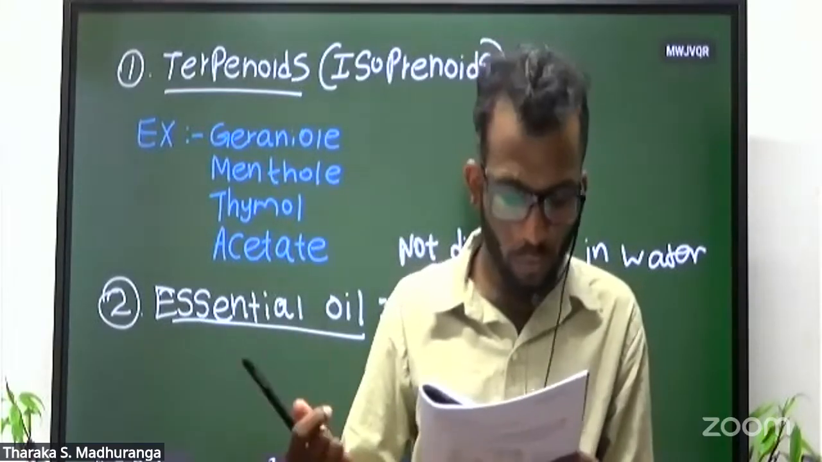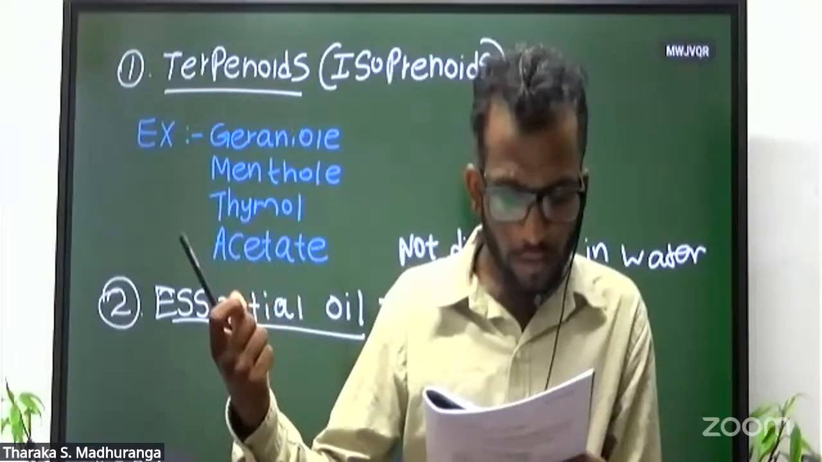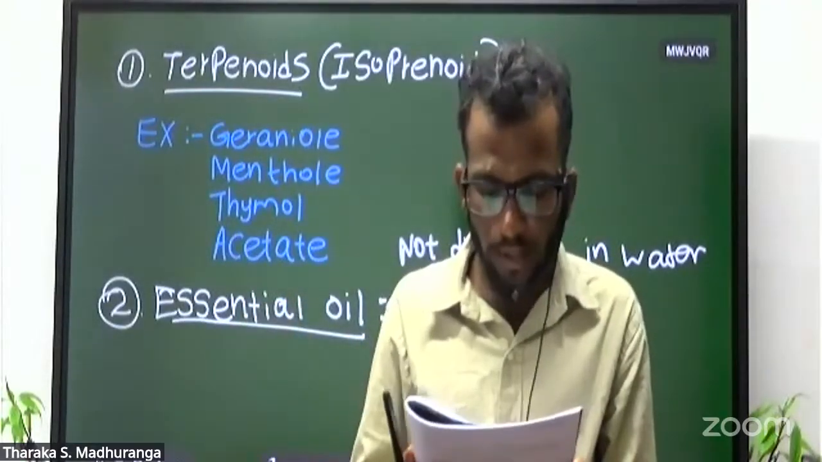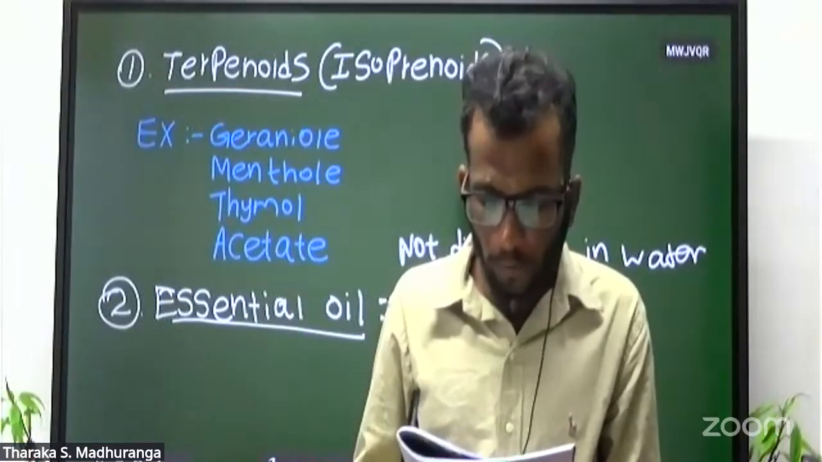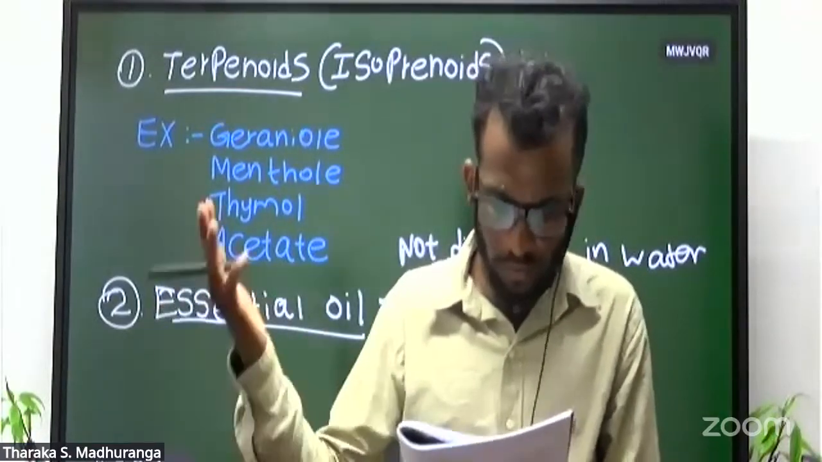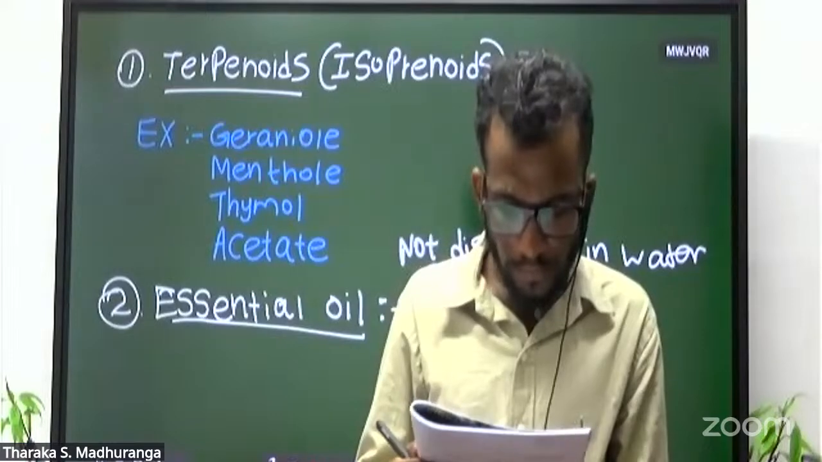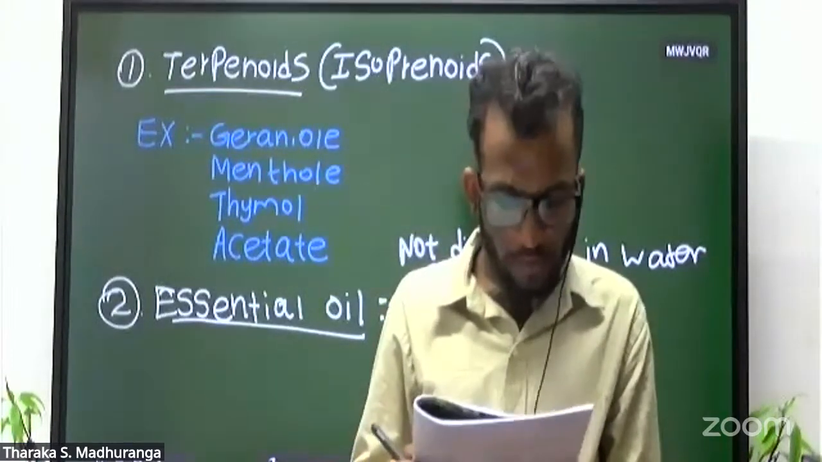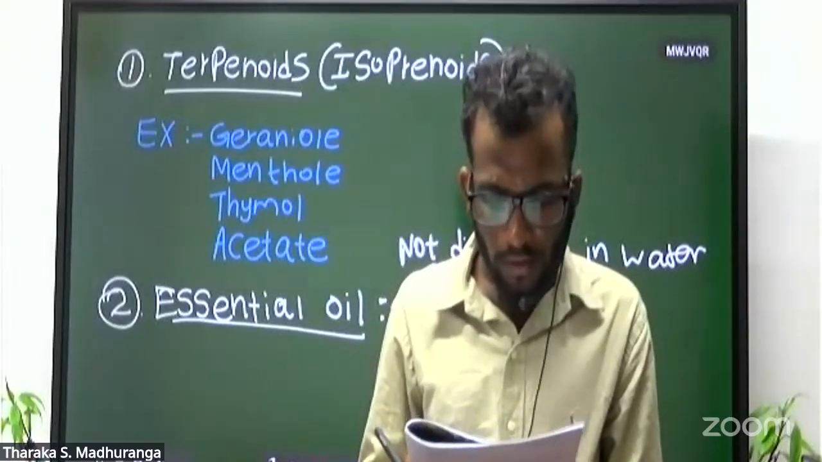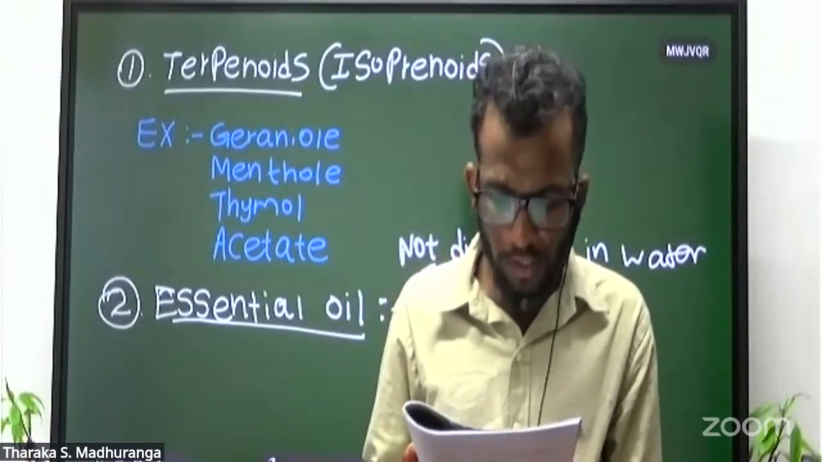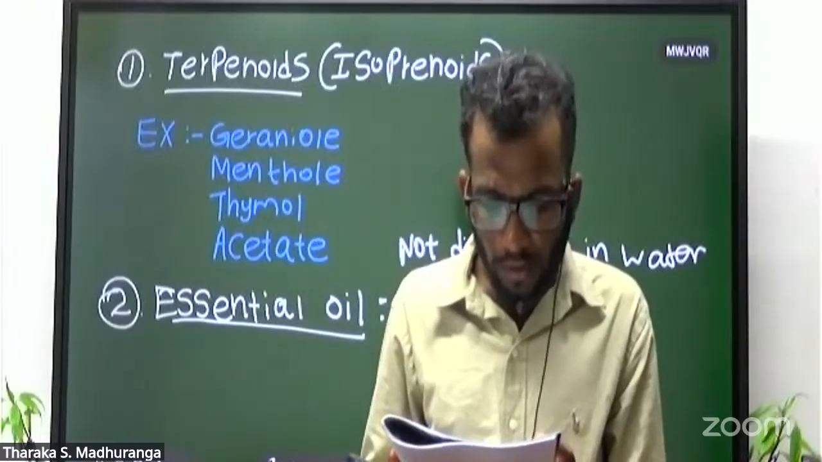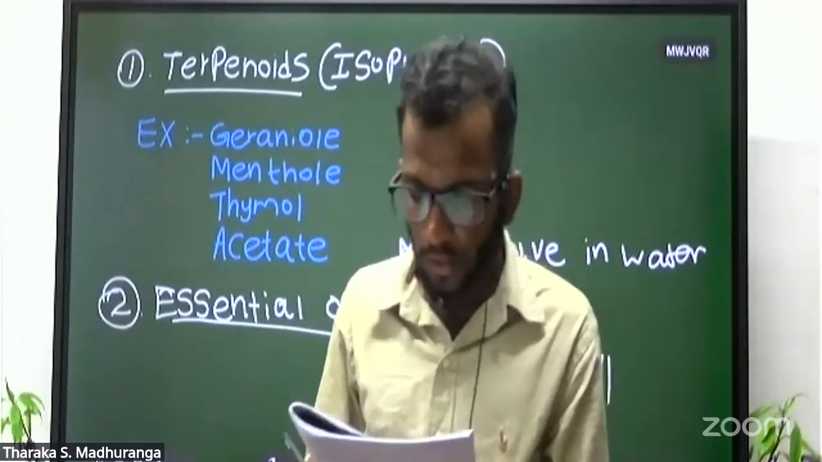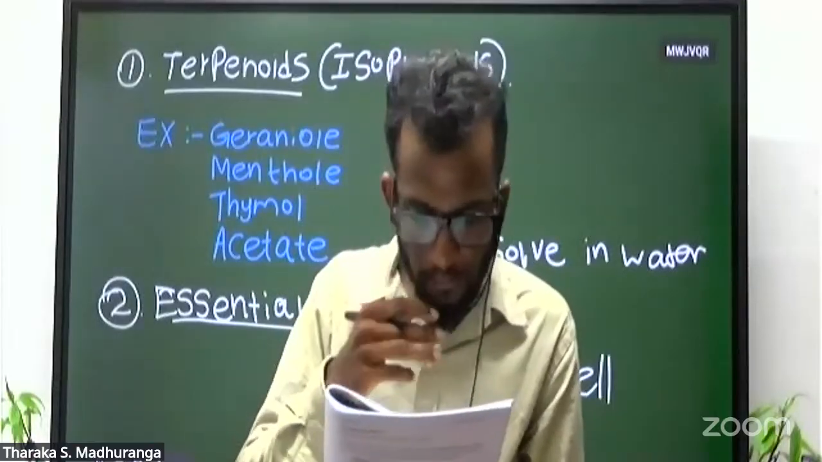Ginger oil: ginger, you already know ginger. Gingerol and gingerberine are the main compounds. It has a lot of functions. Tea tree oil: terpinene is the main compound, and the functions you can read.